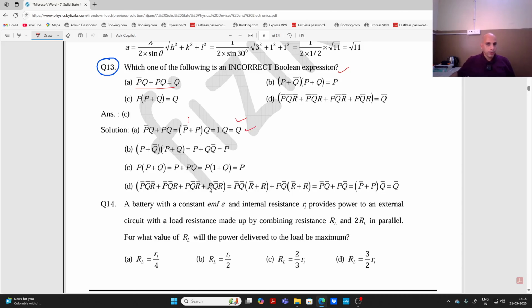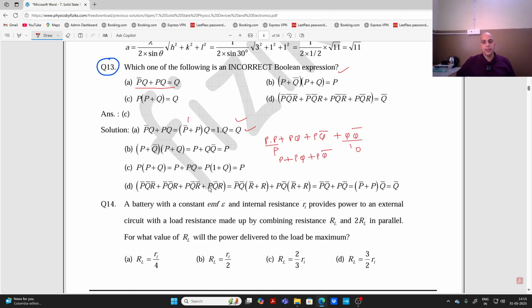What about P plus Q bar into P plus Q? So we can multiply it, right? It will become P into P plus PQ plus P into Q bar plus Q into Q bar. This is 0, right? This is 1. Sorry, I was wrong. This is 0. So it becomes P plus PQ plus PQ bar.